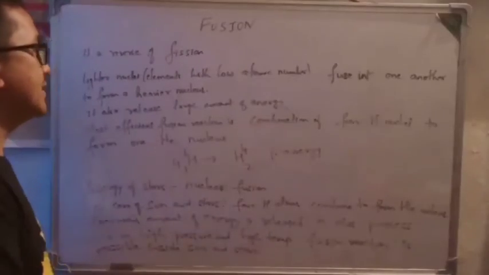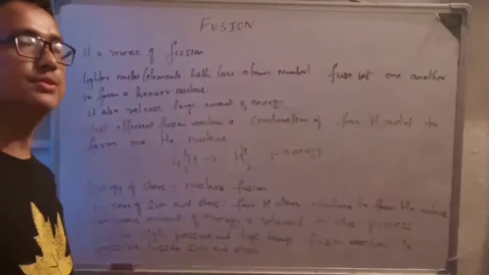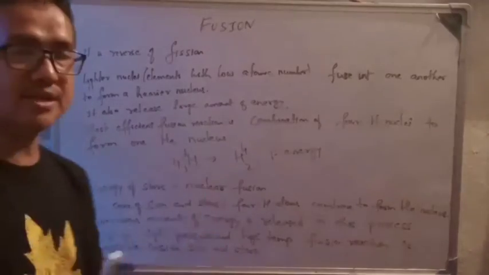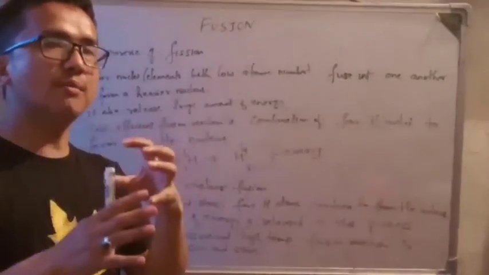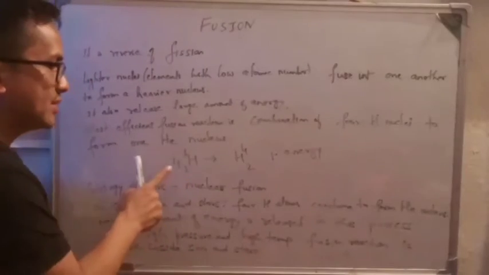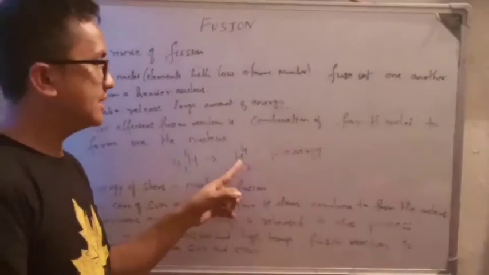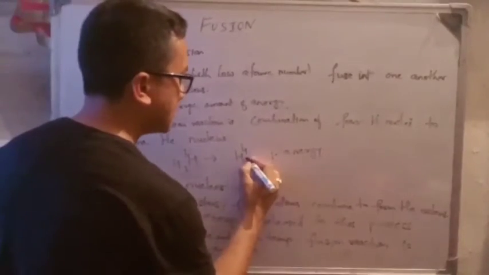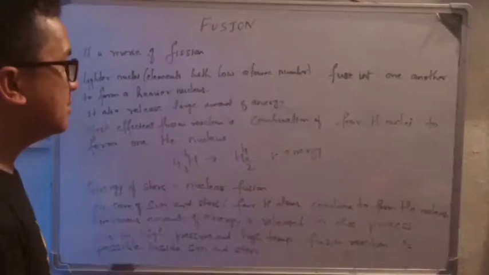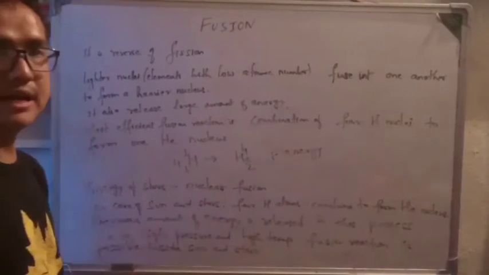It also releases a huge amount of energy. Fusion reaction also releases a huge amount of energy. The most efficient fusion reaction is the combination of 4 hydrogen atoms to form 1 helium nucleus. When 4 hydrogen atoms combine, they form a nucleus of helium with production of energy, which produces more energy. It is the most efficient fusion reaction.